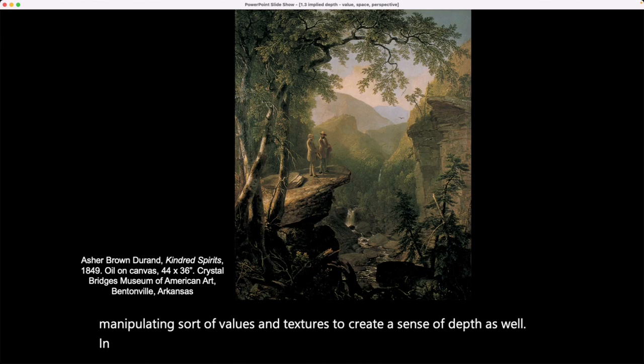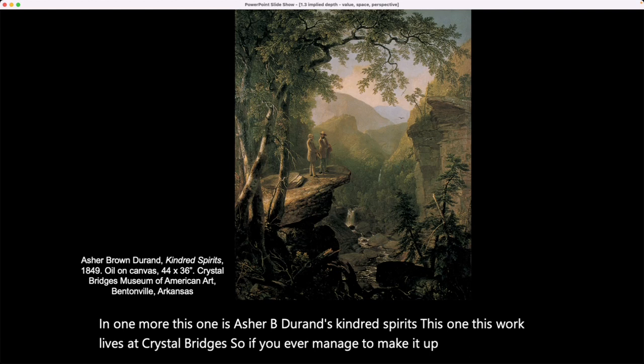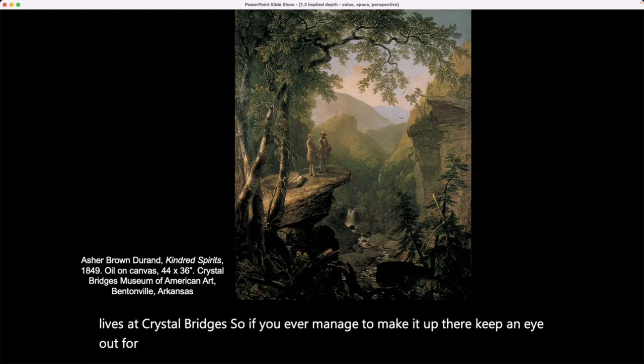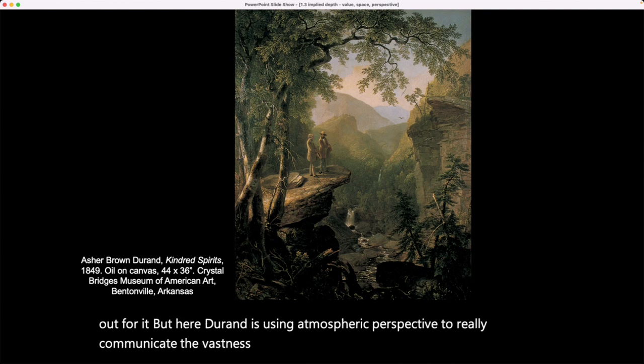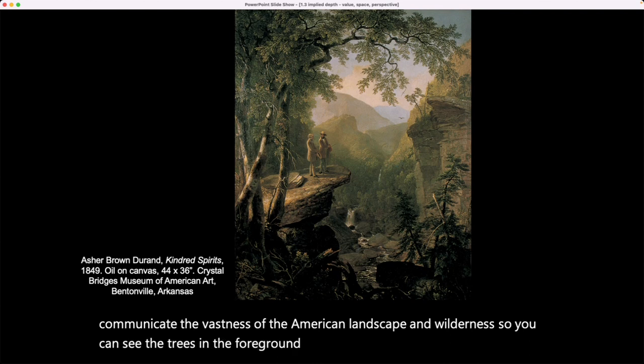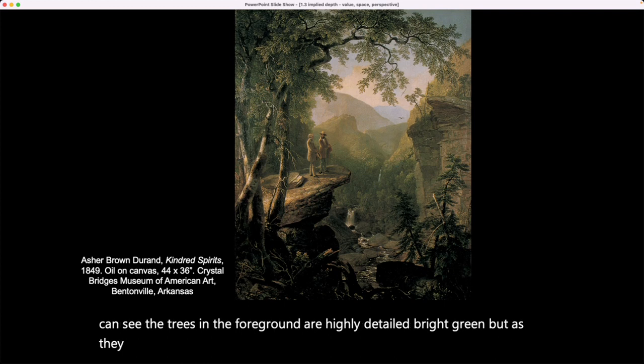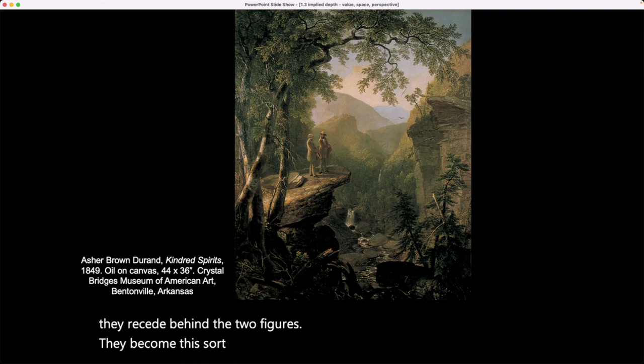And one more. This one is Asher B. Durand's Kindred Spirits. This work lives at Crystal Bridges, so if you ever manage to make it up there, keep an eye out for it. But here, Durand is using atmospheric perspective to really communicate the vastness of the American landscape and wilderness. So you can see the trees in the foreground are highly detailed, bright green, but as they recede behind the two figures, they become this sort of increasingly lighter gray, and they become less distinct.